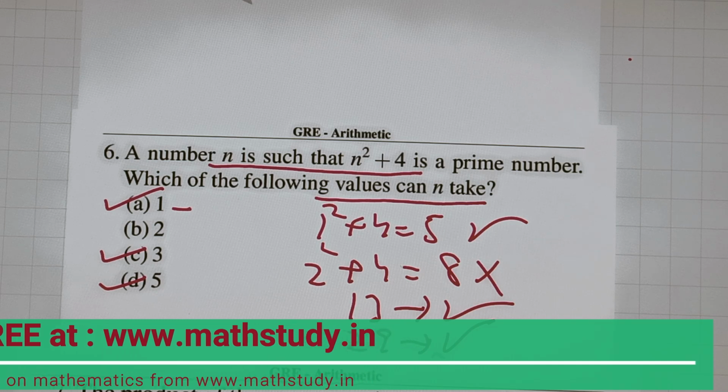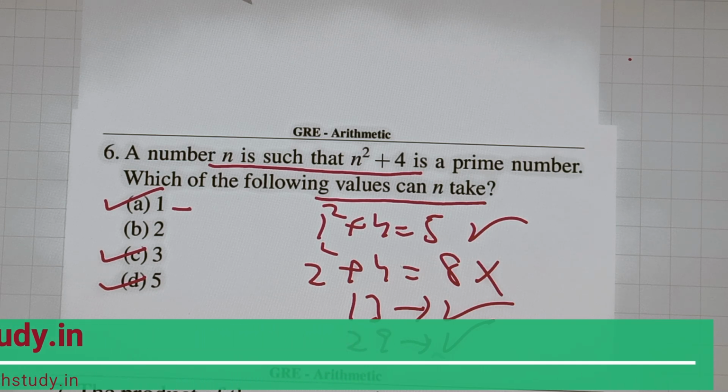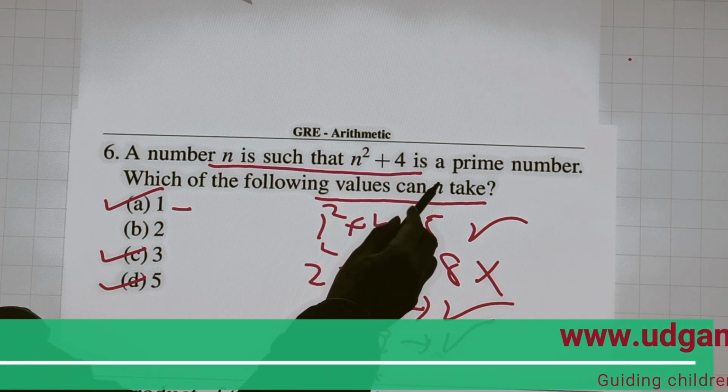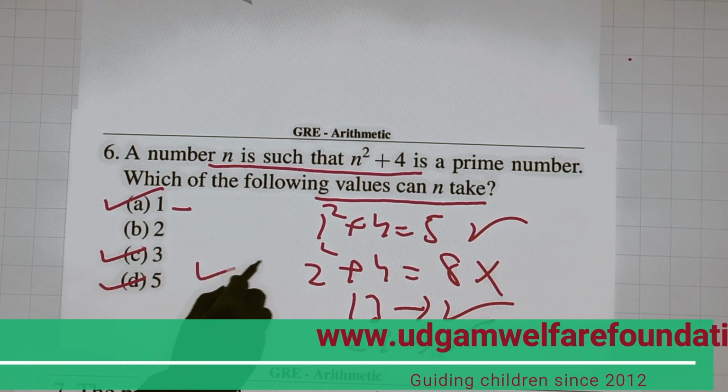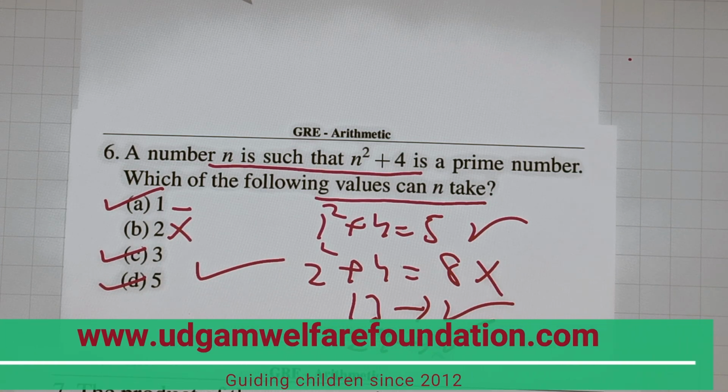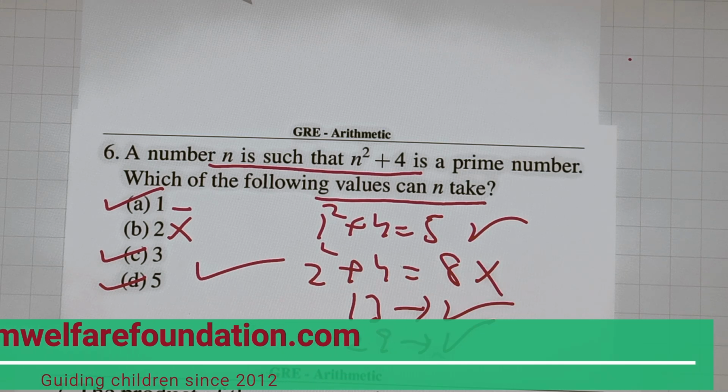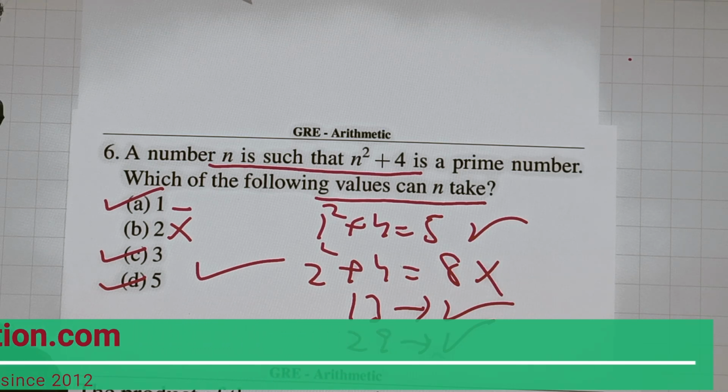So we can say a number n is such that n square plus 4 is a prime number. Which of the following values can n take? The values 1, 3 and 5 can n take. 2 is not the correct answer here. So we have 3 options correct. Now let's move towards our next question.